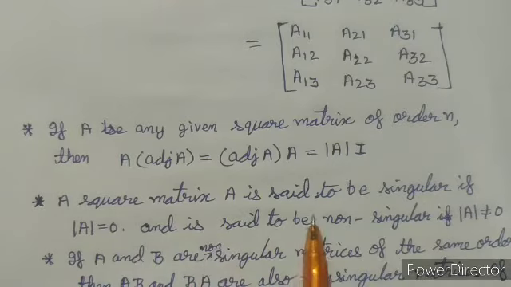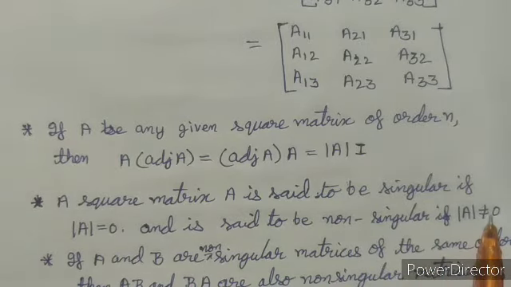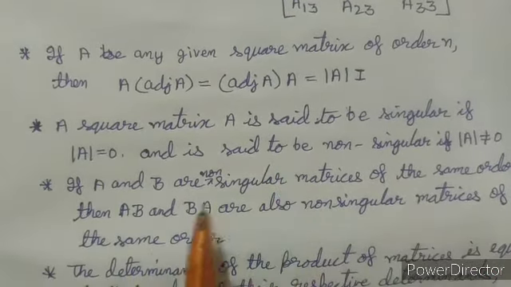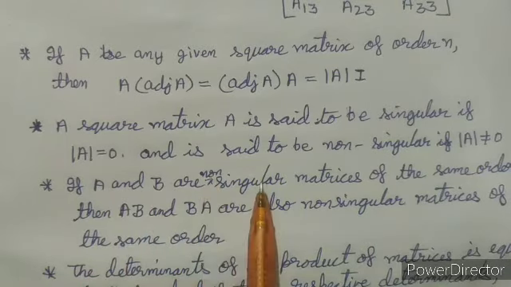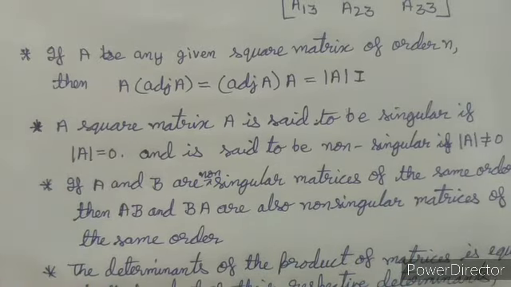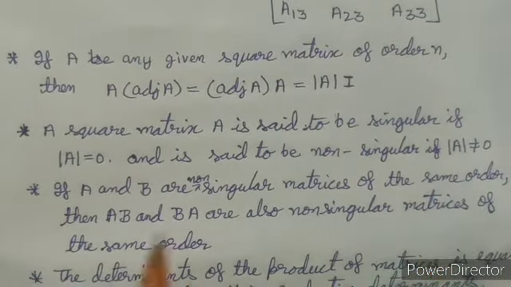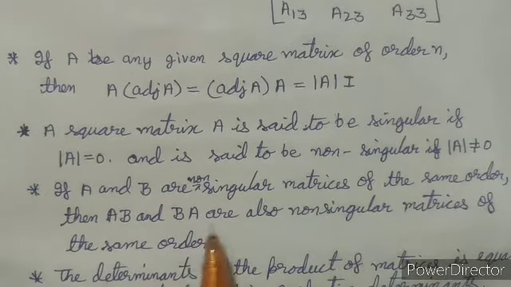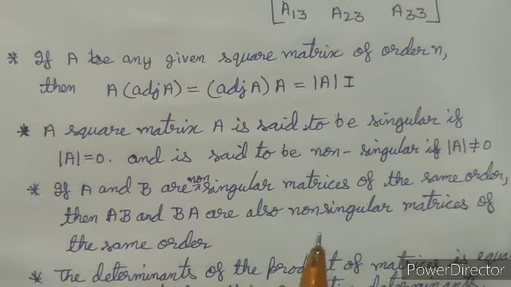and it is said to be non-singular if determinant of A is not equal to 0. Third point is, if A and B are non-singular matrices of the same order, that is, if there are two matrices A and B and both are non-singular, then A into B and B into A are also non-singular matrices of the same order.